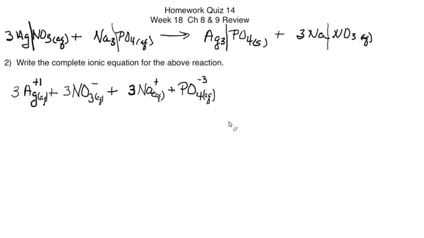Now, on your product side, we have Ag3PO4 solid. Now, I drew a line there, but this is a solid. It's a precipitate. So this does not actually ionize. So I'm just going to go through and get rid of that because there is no separation of this compound.